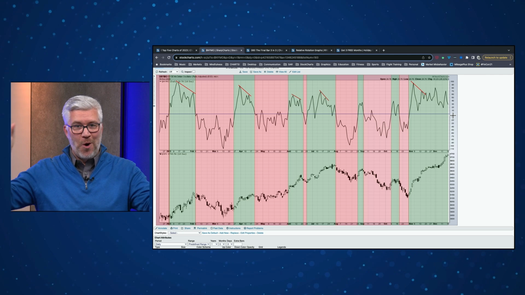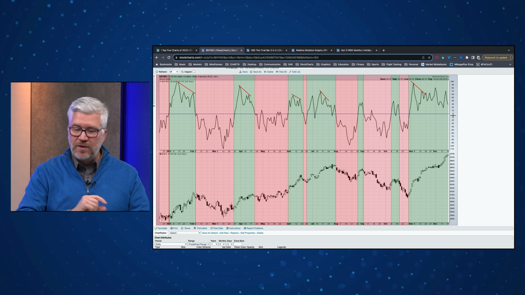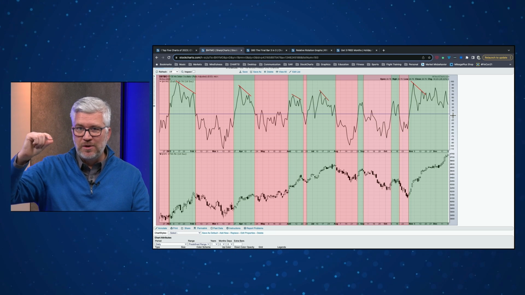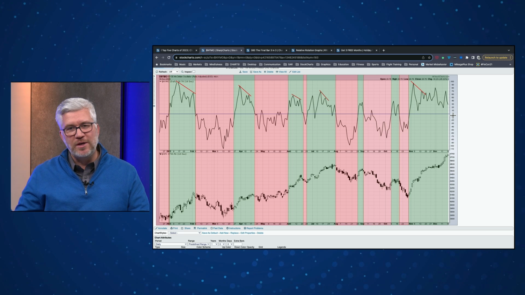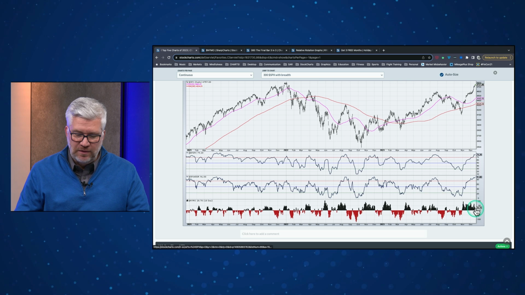It's not like the Hindenburg omen, which is designed to be a big major topping signal. This is more telling you that the short-term rally phase we've just experienced is probably exhausted, and now we're in a short-term pullback phase.